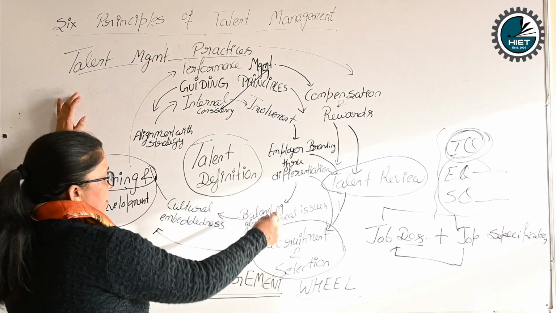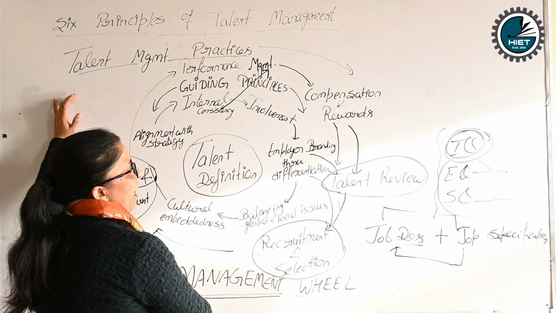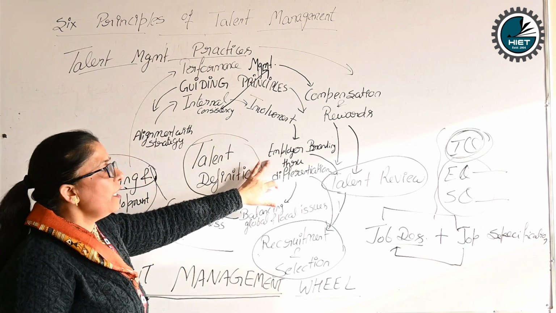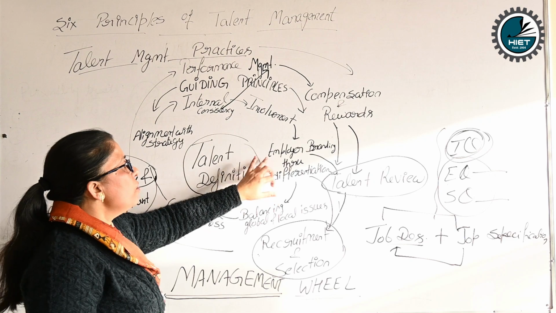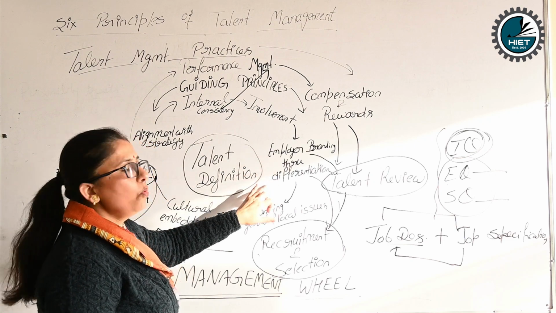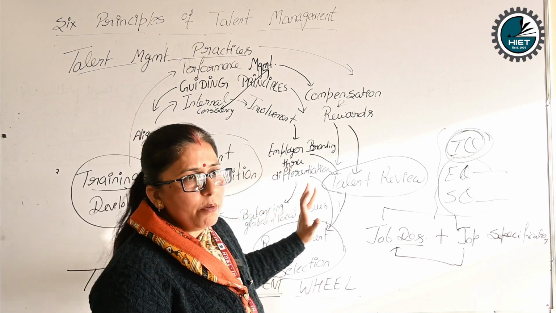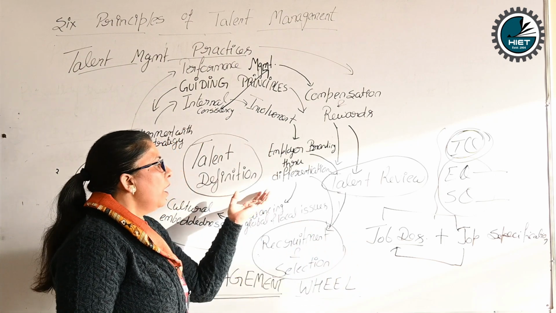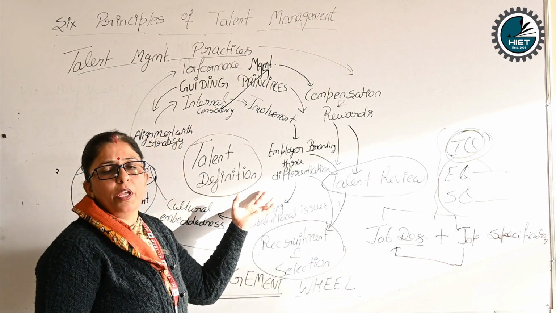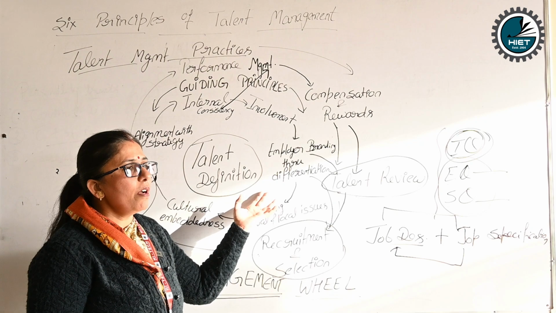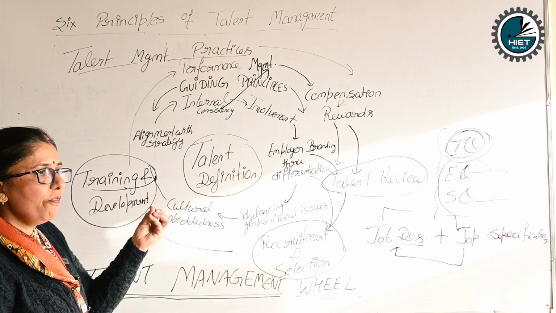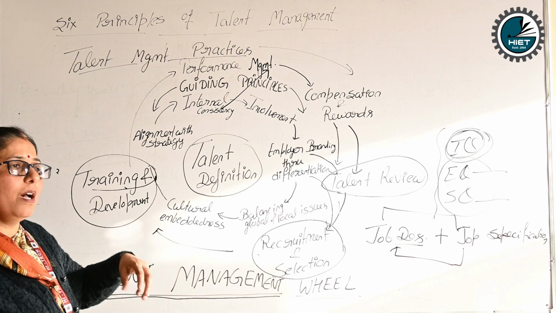So this talent management wheel, as we have already studied about employer branding through differentiation. So what is this employer branding through differentiation? Employer branding through differentiation means how the employer deals with the working conditions of the employees, how they have different strategies from others.